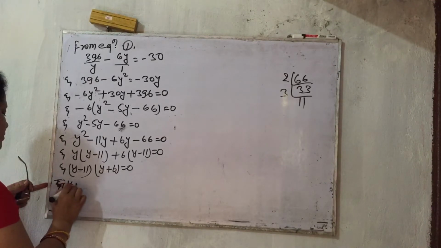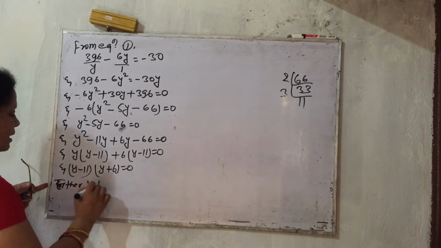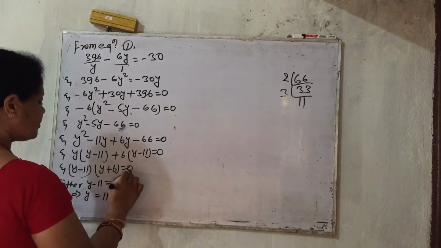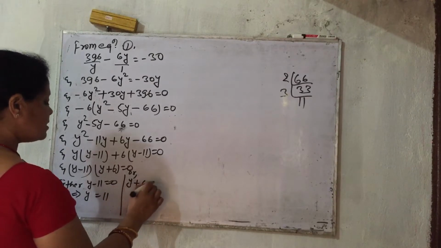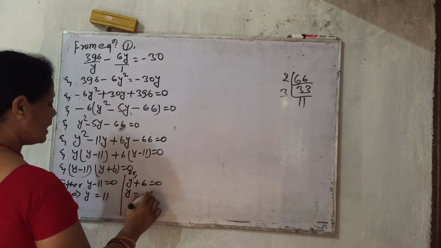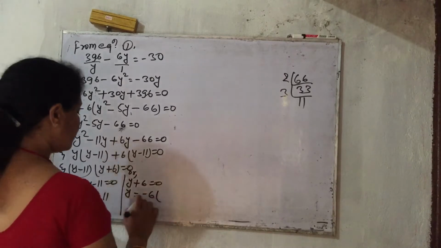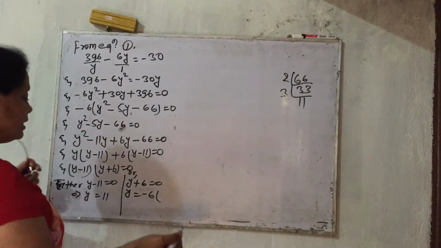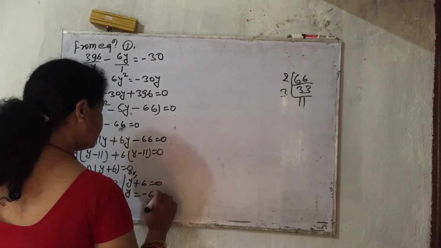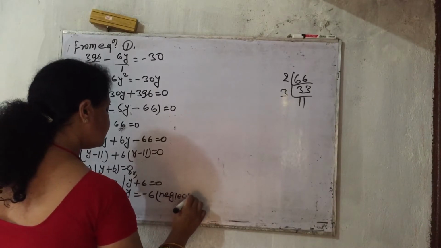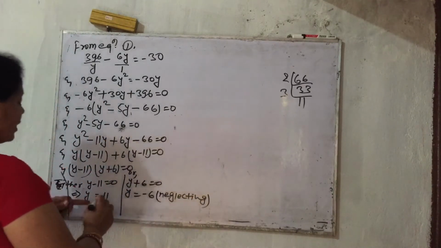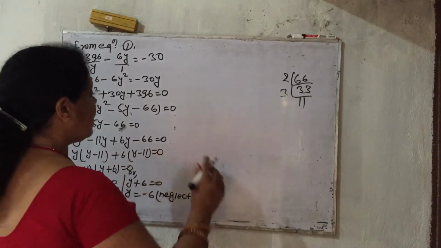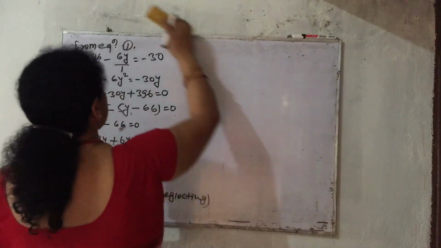So here either Y minus 11 equal to 0, then we will get Y equal to 11, or Y plus 6 equal to 0, then Y equal to minus 6. But age should not be in minus, age should be in terms of plus. So here we should write down neglecting. Then Y equal to how much we got? Y equal to 11.